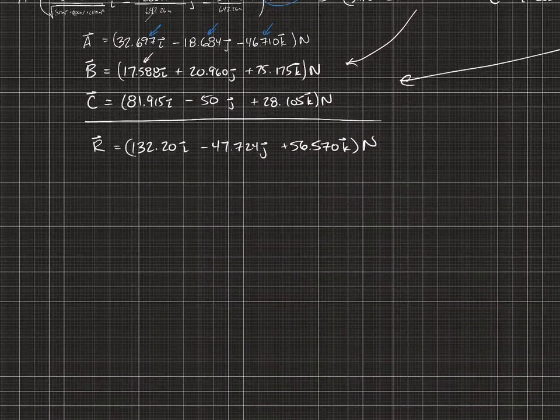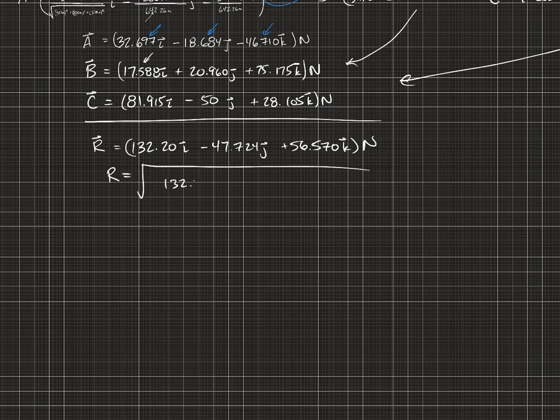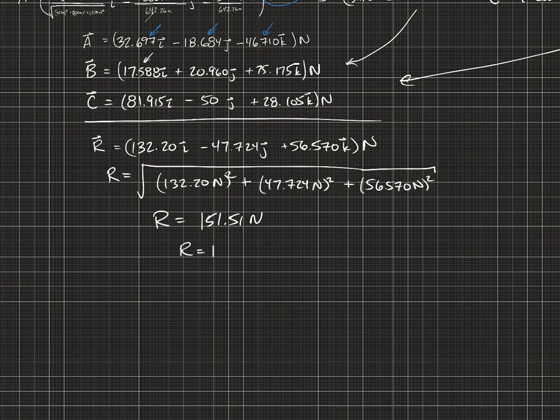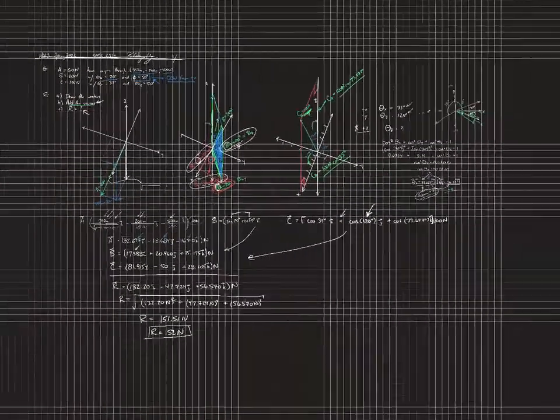So if we add all these up, R equals the square root of 132.20 newtons squared plus 47.724 newtons plus 56.570 newtons, all those squared. And I get that the resultant is 151.51 newtons. And if you round to 3 sig figs, which is the way I like it, you get 152 newtons. Okay? And so that's how you solve this. So that's the whole thing.